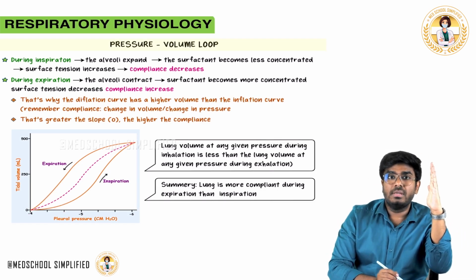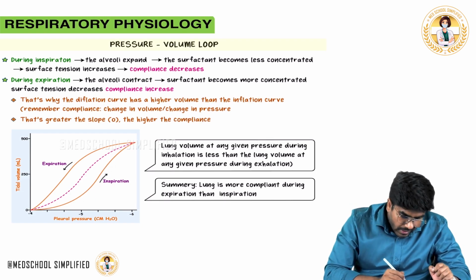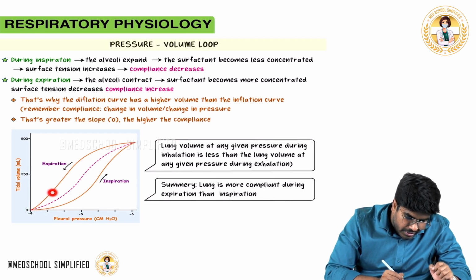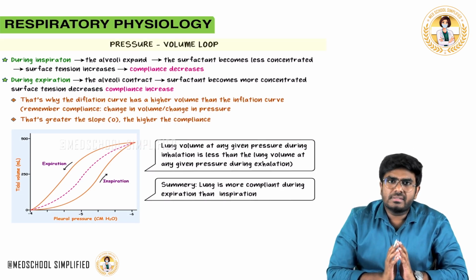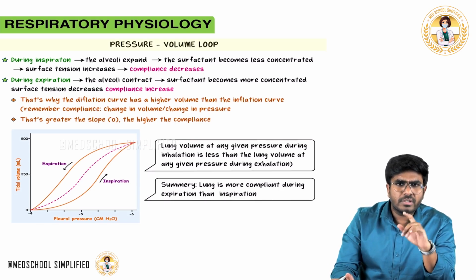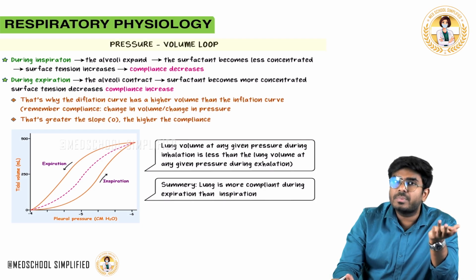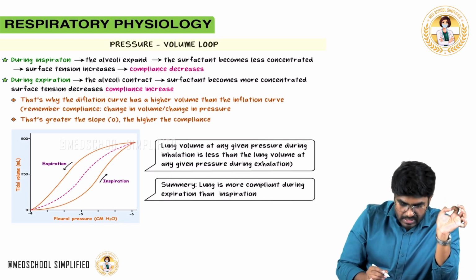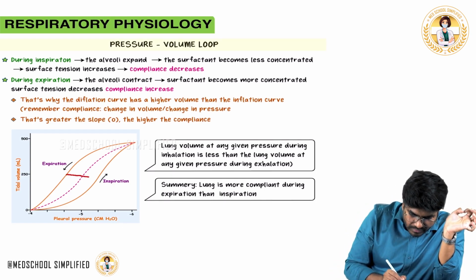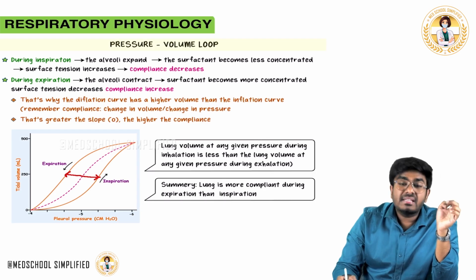It has more slope than the inspiration curve, which means the compliance of lung during expiration is greater than inspiration. We have the same lungs during inspiration as well as during expiration, but lung compliance changes: it is different during inspiration and different during expiration. So the path of inspiration and the path of expiration are not the same. This difference is called hysteresis.